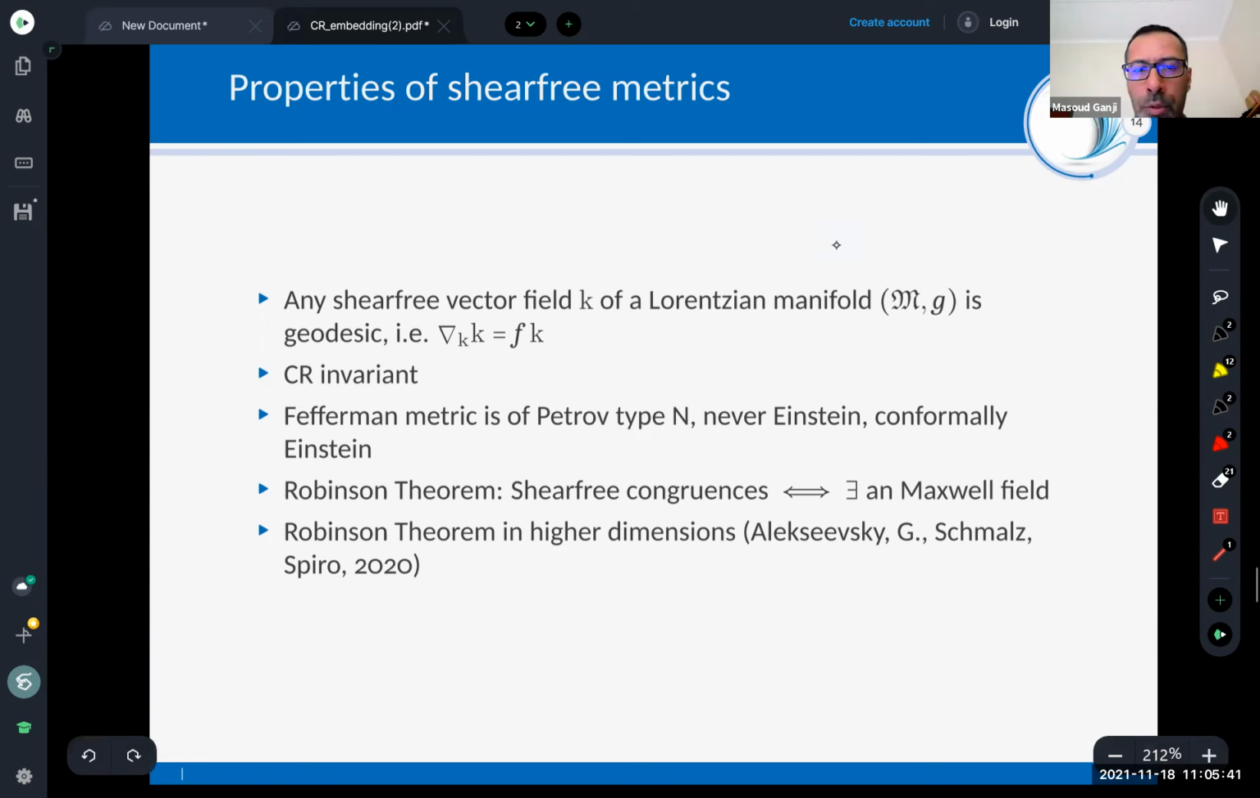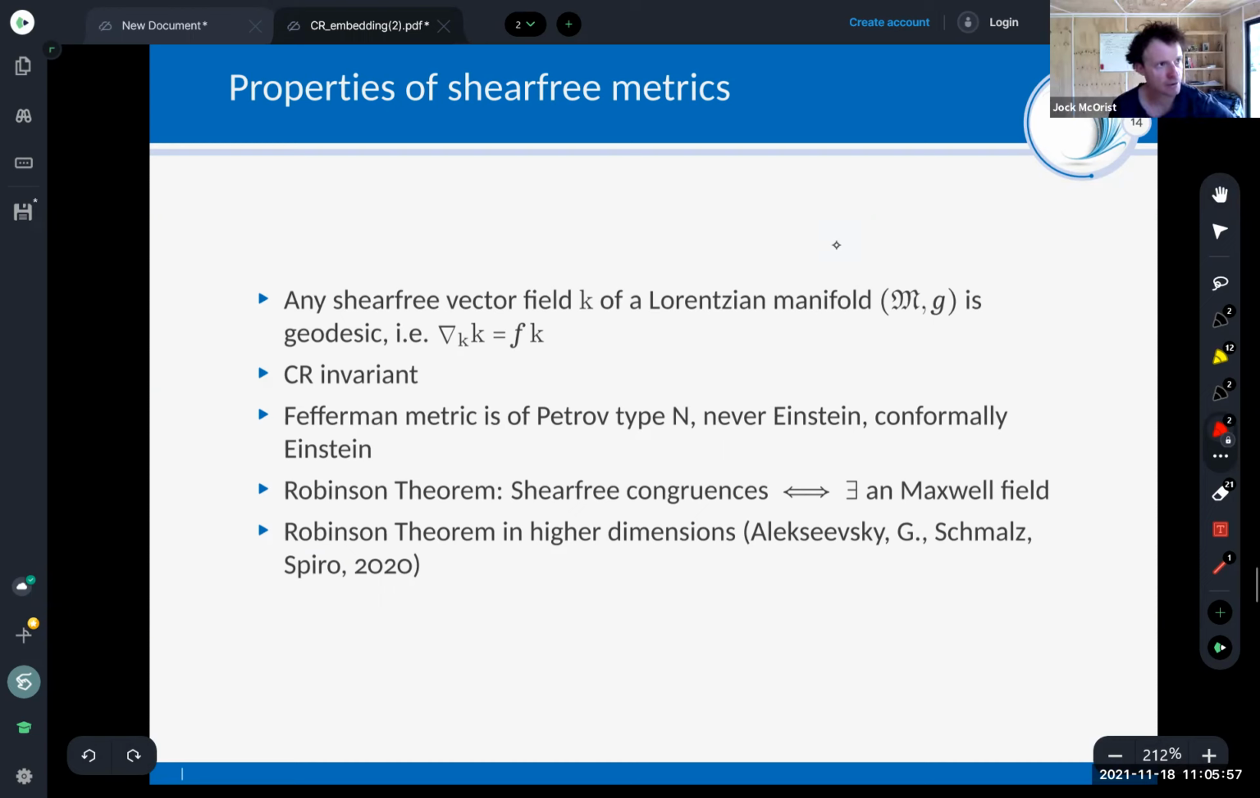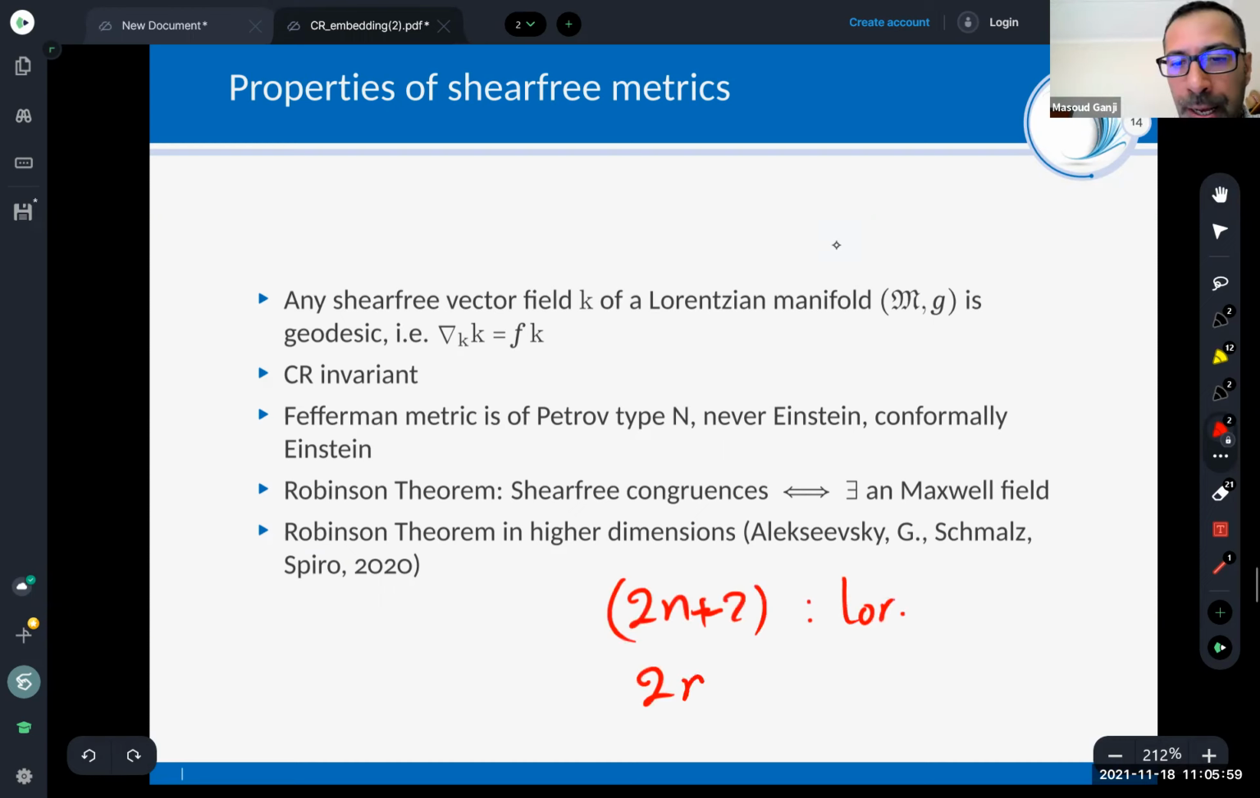Sorry, Masoud, in the higher dimensional case, you mean higher space-time dimensions? Yes, exactly. We have 2n plus 2 Lorentzian dimensions, with 2n Kähler-Sasaki.